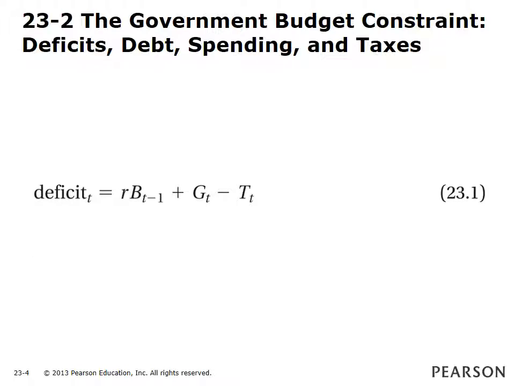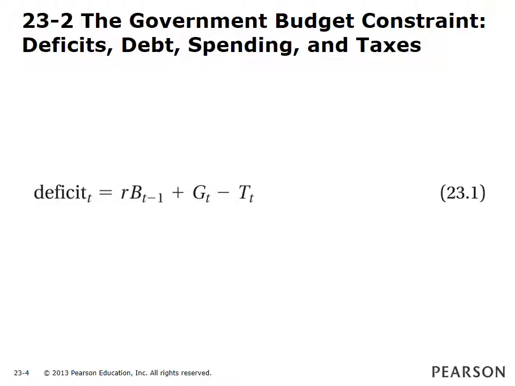To understand the implications of a tax cut on the budget deficit and debt over time, and to see whether taxes will need to be raised in the future, we start by looking at the definition of the budget deficit. Equation 23.1 says the budget deficit equals spending, including interest payments on the debt, minus taxes net of transfers.